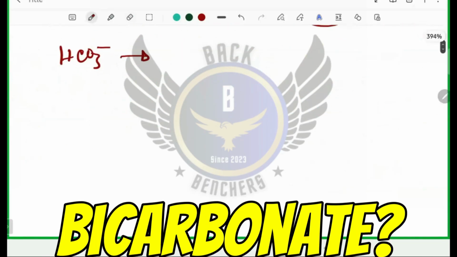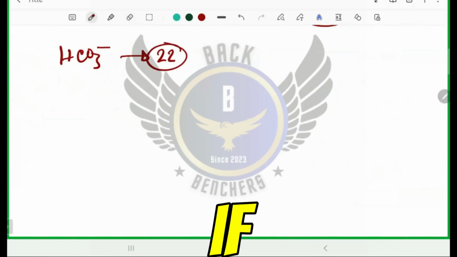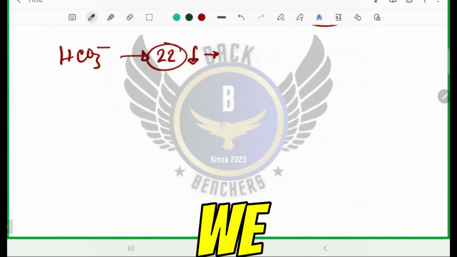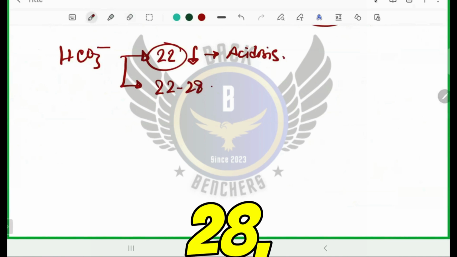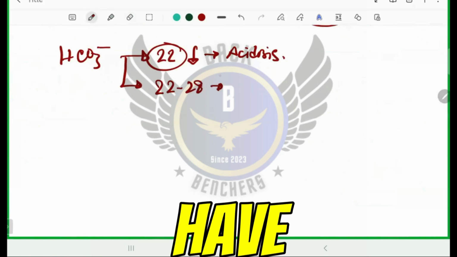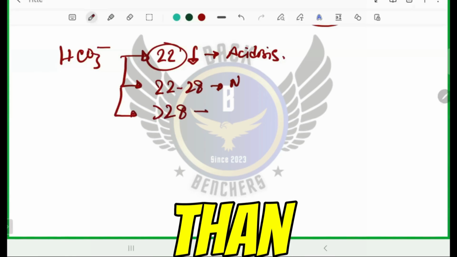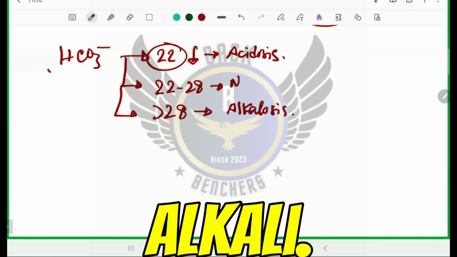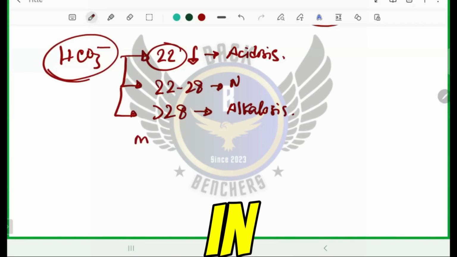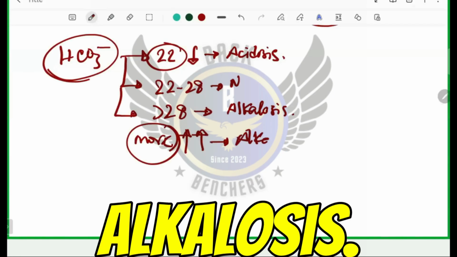Now, what happens with bicarbonate? Bicarbonate 22. If it's lower than 22, we have acidosis. If we have 22 to 28, it's normal. And if we have more than 28, it's alkalosis. Alkali: if we have more of it in our blood, we are having alkalosis.